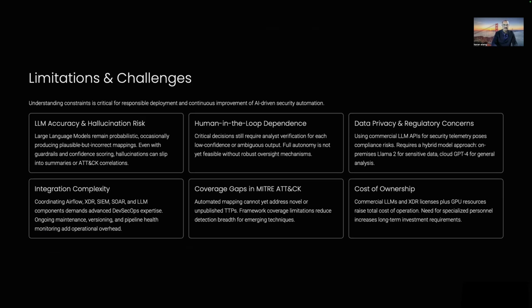So everything looks good, but again, there are limitations and challenges. Let's quickly go over them. The first one is LLM accuracy and hallucination risk. LLMs are probabilistic, right? And they can still have hallucinations. That is something we need to keep monitoring and ensure we have enough guardrails. Then you have human-in-the-loop dependence. Critical decisions still require analyst verification for each low-confidence or ambiguous output. Full autonomy is obviously not yet feasible. It'll probably happen sometime in the future, but not yet.